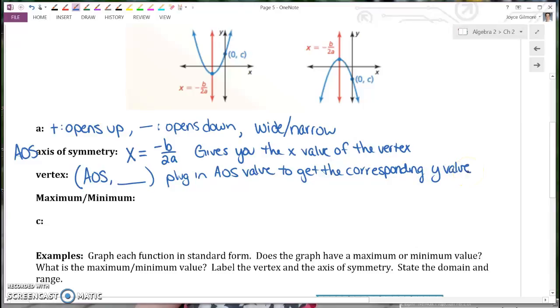So if you do opposite of b over 2a and say you get 4, your axis of symmetry is at 4. You would plug 4 into the function to get the corresponding y value, and that would tell you where your vertex is. We will do that in an example, I promise. The maximum and minimum value is the y value of the vertex.